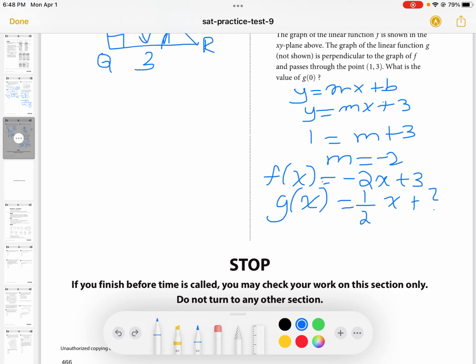So our value for our y-intercept for g of x is 2.5. And therefore, g of 0 will just be our y-intercept, 2.5.